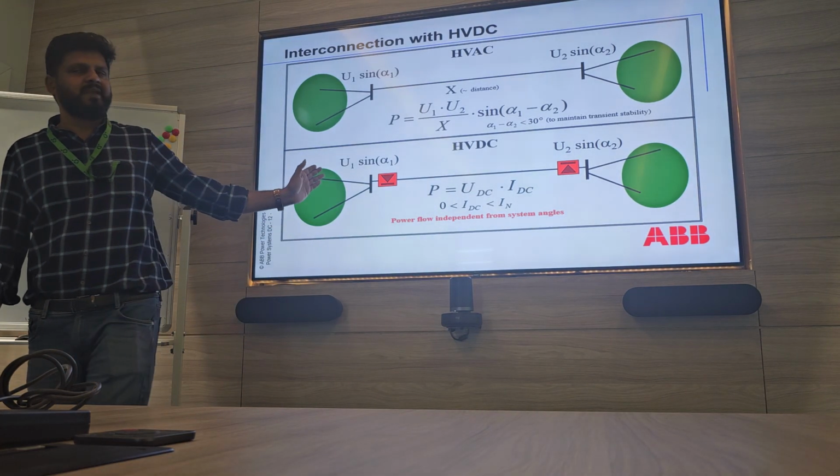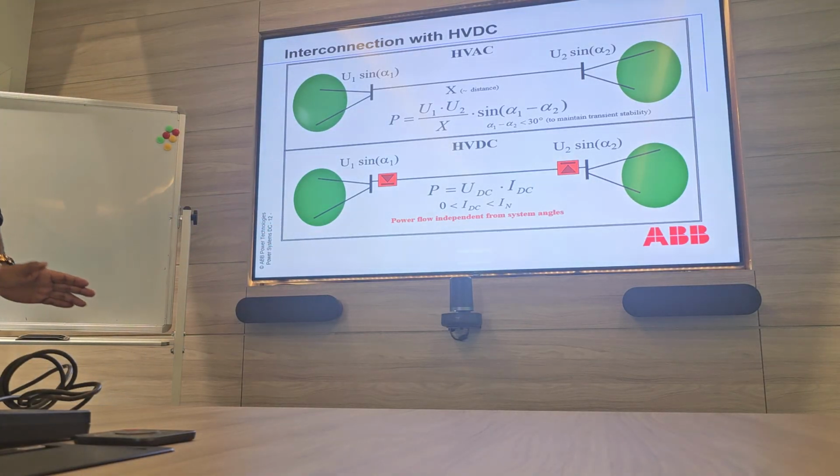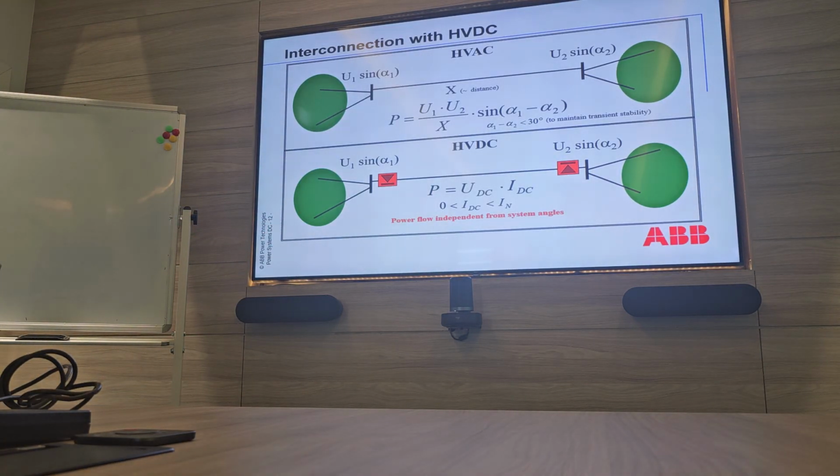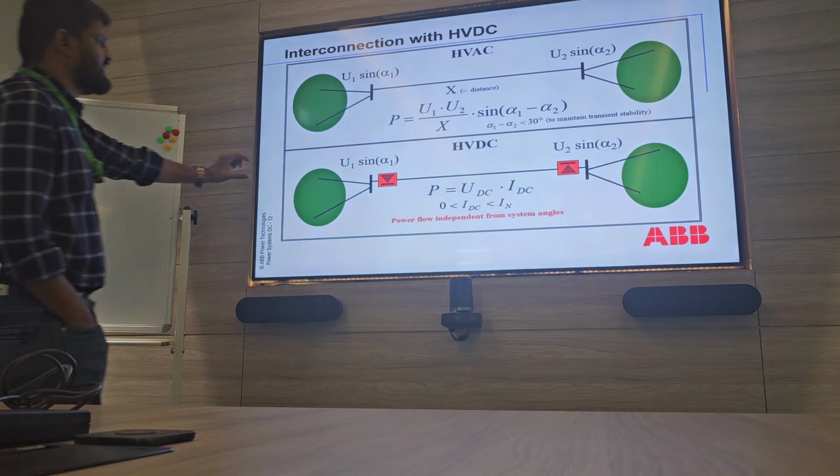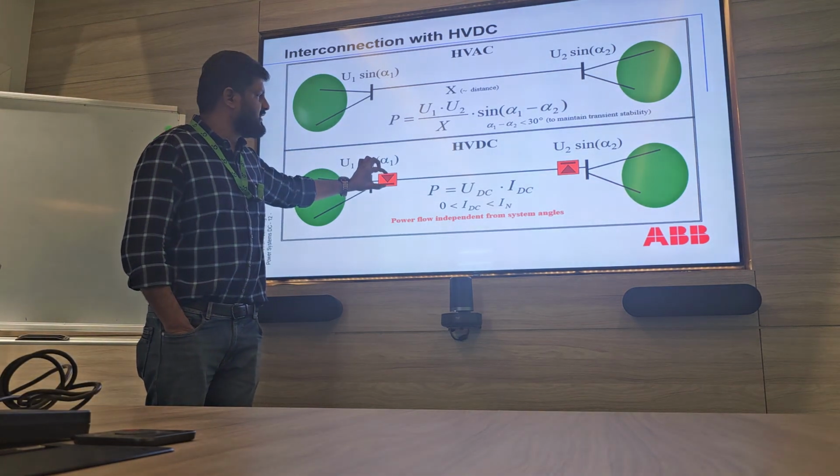And this can be due to the absence of phase angles in the network. We can have very fast and accurate control of power flow. So the control is easier because of this. This is the absence of network angles, correct? It only depends upon the voltage, UDC and IDC.